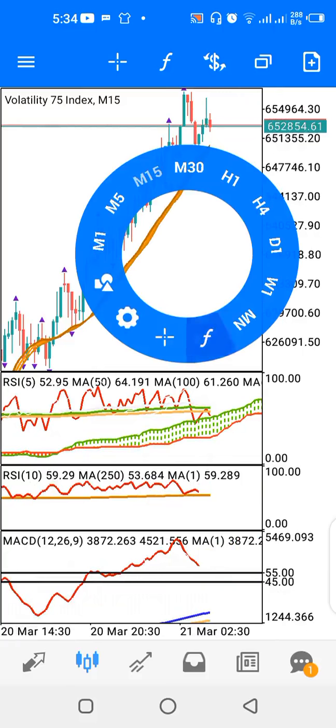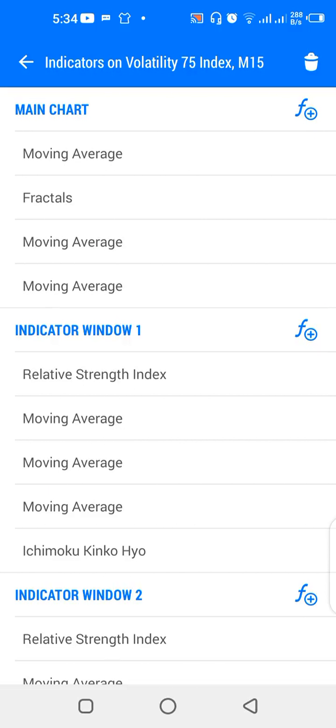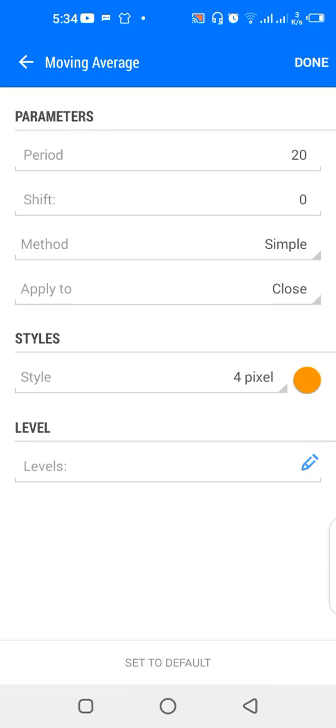Let's consider the settings for the strategy. We have moving average, 20 period, simple moving average, apply to close, color is orange. That's for the main chart.